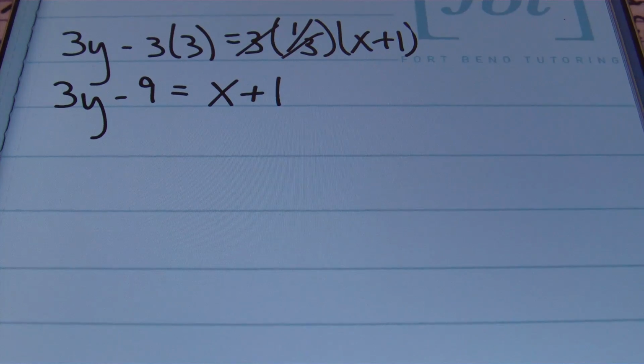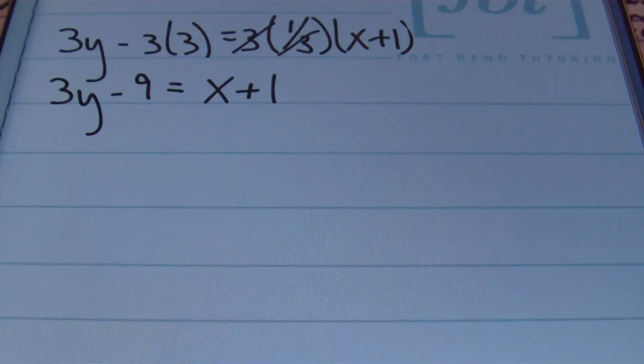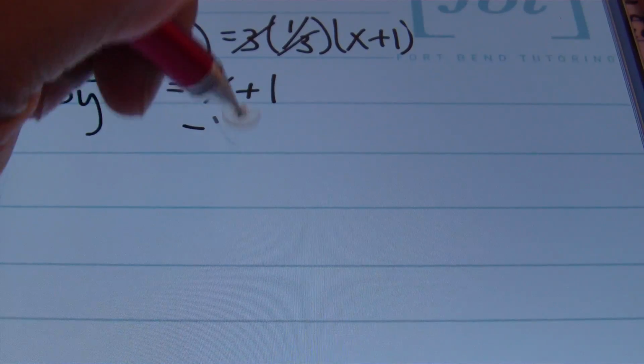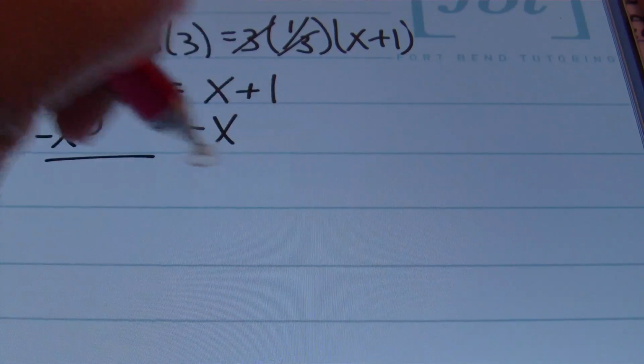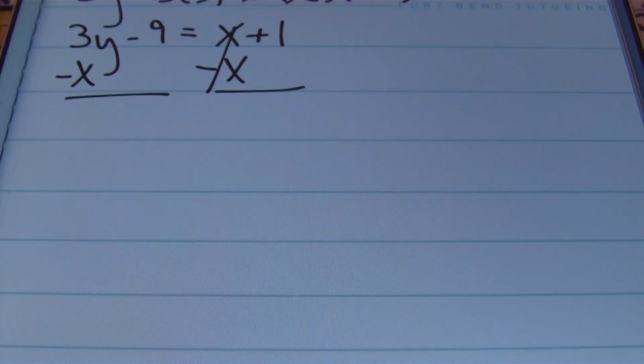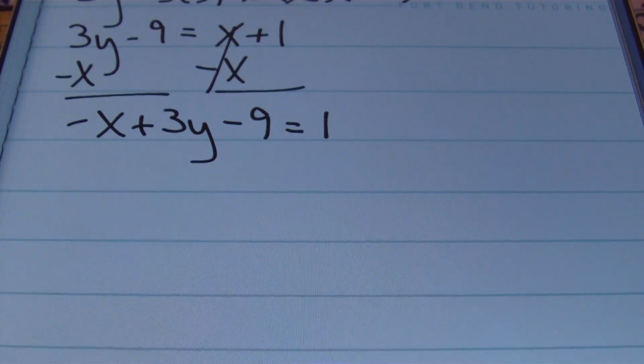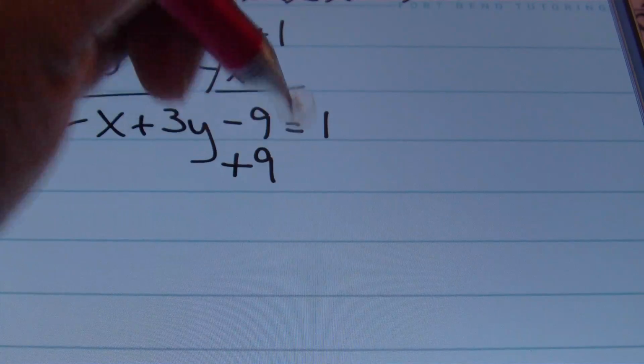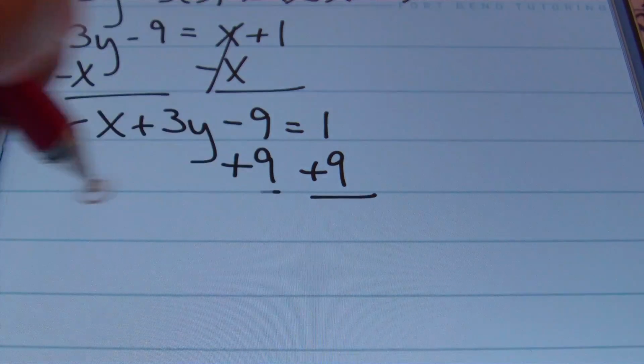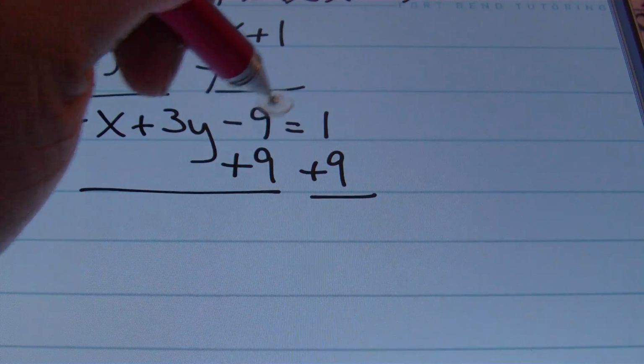Since I'm writing my answer in standard form, I want the x term and the y term together on one side of the equal sign. So that means I'll be subtracting x from both sides. All right, and then I'll be bringing down this negative x plus 3y minus 9, which equals positive 1. From there, we're going to be adding 9 to both sides. Okay. All right, and then my 9's will cancel out.